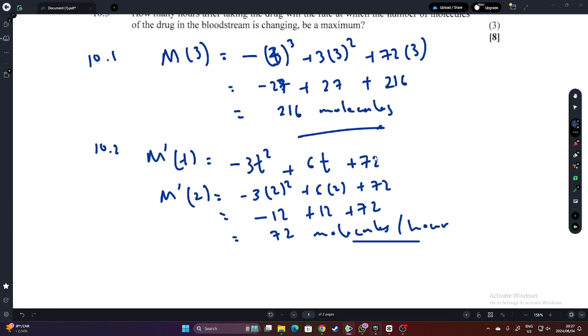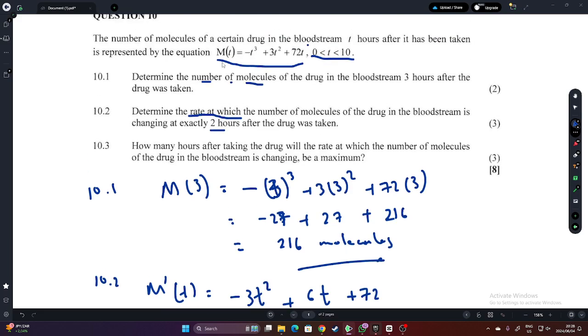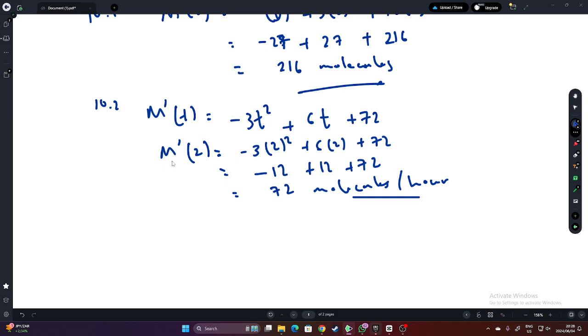Now, there were a few students over the years who always wanted to know, how do I know what the units should be? Why was the first question's units molecules, whereas the second one is molecules per hour? Now remember, in 10.1 the units was molecules because that's the formula that I'm using, M, number of molecules. How do I know that the derivative will be number of molecules per hour? The units will always be whatever was the units for the original equation divided by the units for time. And so that's how I would have decided that it's molecules per hour.